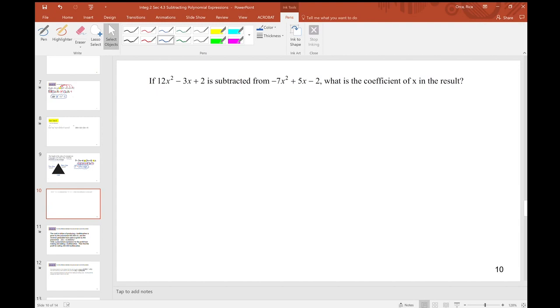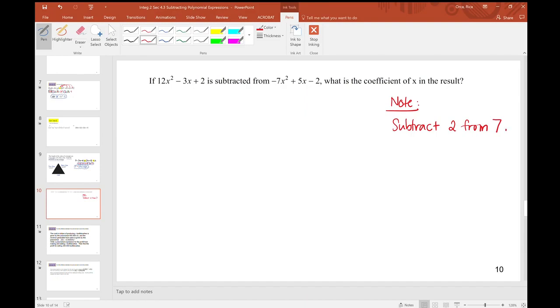Let's go ahead and look at this problem. It says if 12x squared minus 3x plus 2 is subtracted from negative 7x squared plus 5x minus 2, what is the coefficient of x in the result? So, this is a side note, if I ask you, subtract 2 from 7, how would you do it?